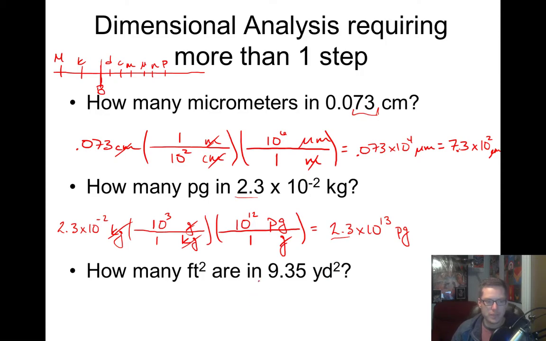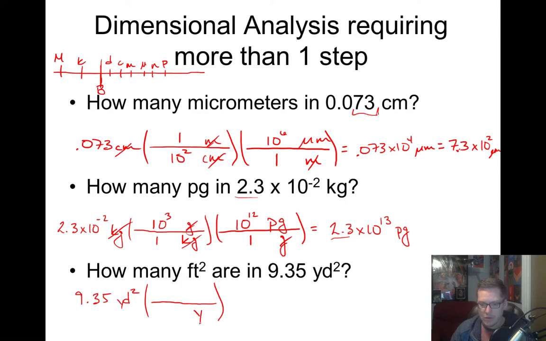We're good. The last one here says how many feet squared are in 9.35 yards squared. This should be fun. This one's a little bit different. This one's not using metric at all, is it? So here's what I do on problems like this. We say 9.35 yards squared, and we're going to feet squared. This one doesn't really take two steps, at least the way I do it.